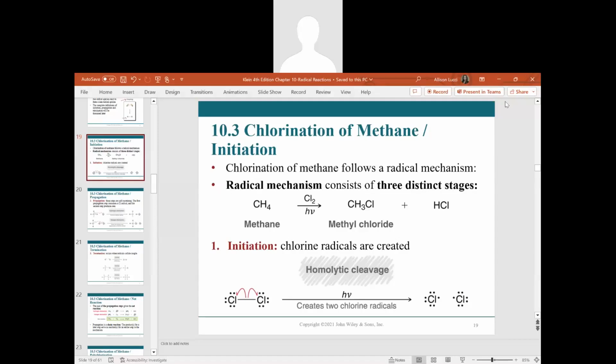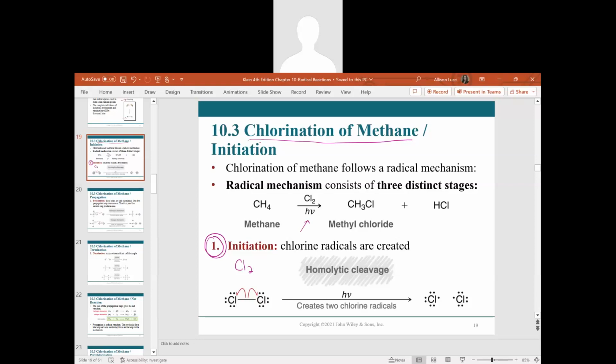In section 10.3, we're going to look at a specific radical mechanism involving the chlorination of methane. So in the first step here, the first phase of this reaction, when we chlorinate methane, this will be our initiation step. So this is where chlorine radicals will be created. And we see down below this Cl2 indicated here will have homolytic bond cleavage. In this case, we're using light to cleave that bond. So that's how the energy is being added to break that bond.